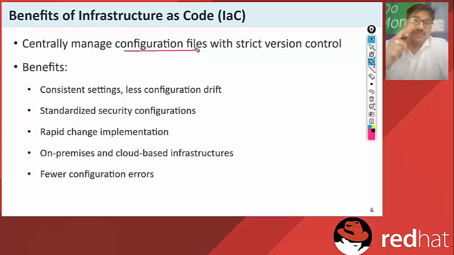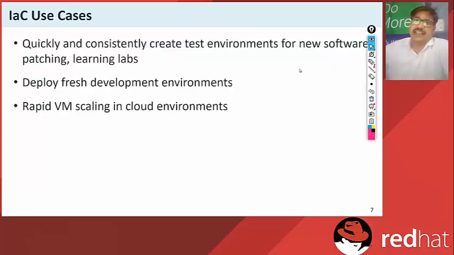Fewer configuration errors: there is less chance of an error related to configuration. But if you have an error, you can imagine a single wrong configuration impacts all the systems which are part of the repository. So keep in mind, when you are doing the configuration, double check the security and double check the configuration you have implemented, right? There are lots of benefits, and the DevOps use cases are where IaC, infrastructure as code, is used.